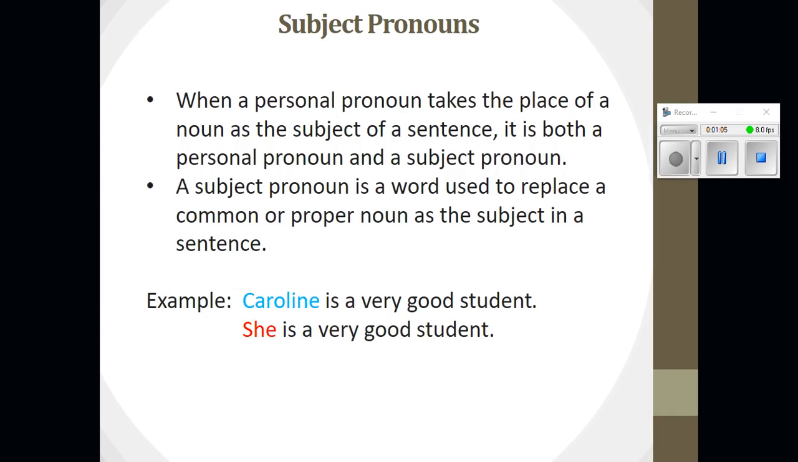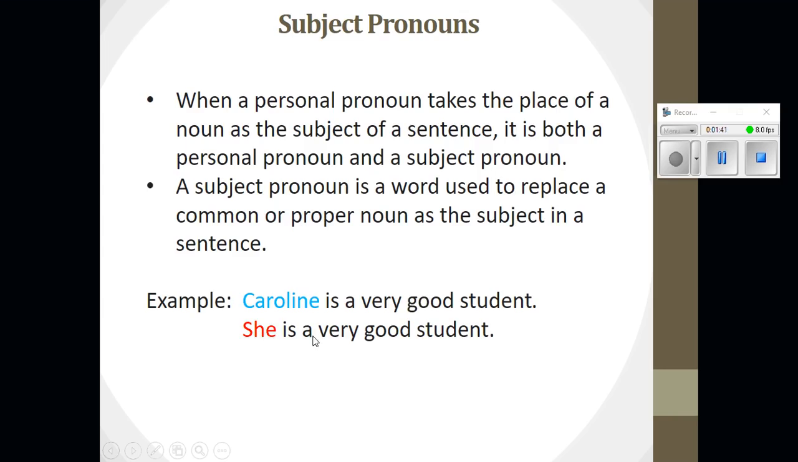When a personal pronoun takes the place of a noun as the subject of a sentence, it is both a personal pronoun and a subject pronoun. So let's look at the second bullet point, which is very important because you're going to fill this out on your note guide in just a second. It tells us a subject pronoun is a word used to replace a common or proper noun as the subject in a sentence. So just like on the previous slide, look at our example sentences. Caroline is a very good student. Caroline is our subject. But if we want to use a pronoun to replace Caroline, so we don't have to say her name every time, we would use she to replace Caroline. She is a very good student.